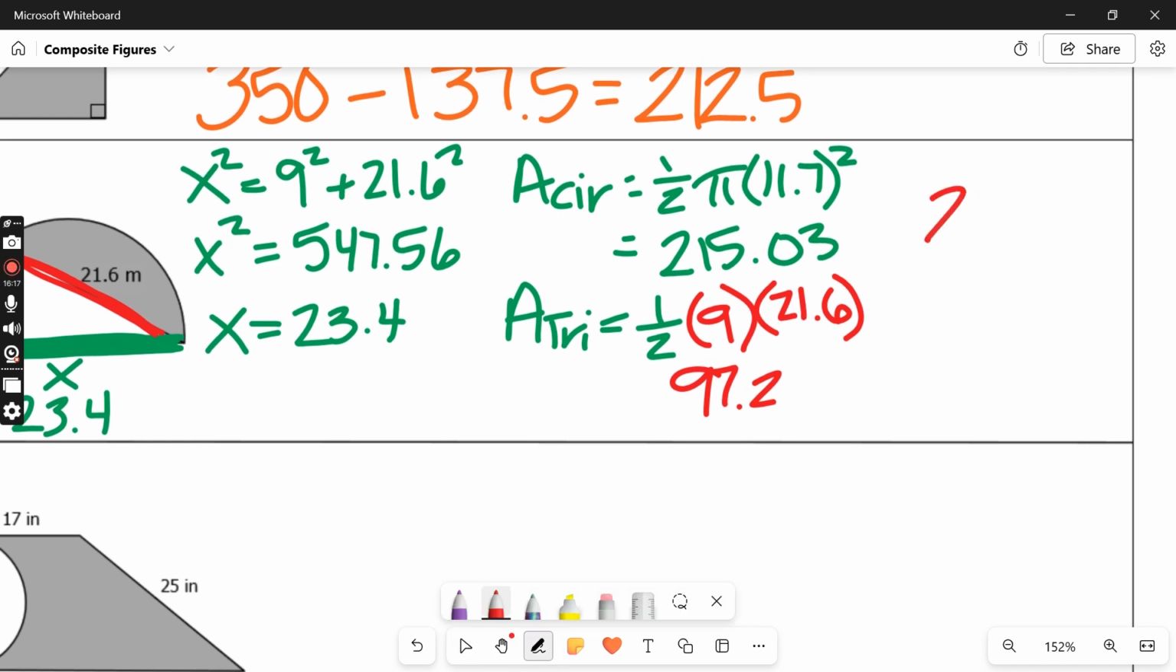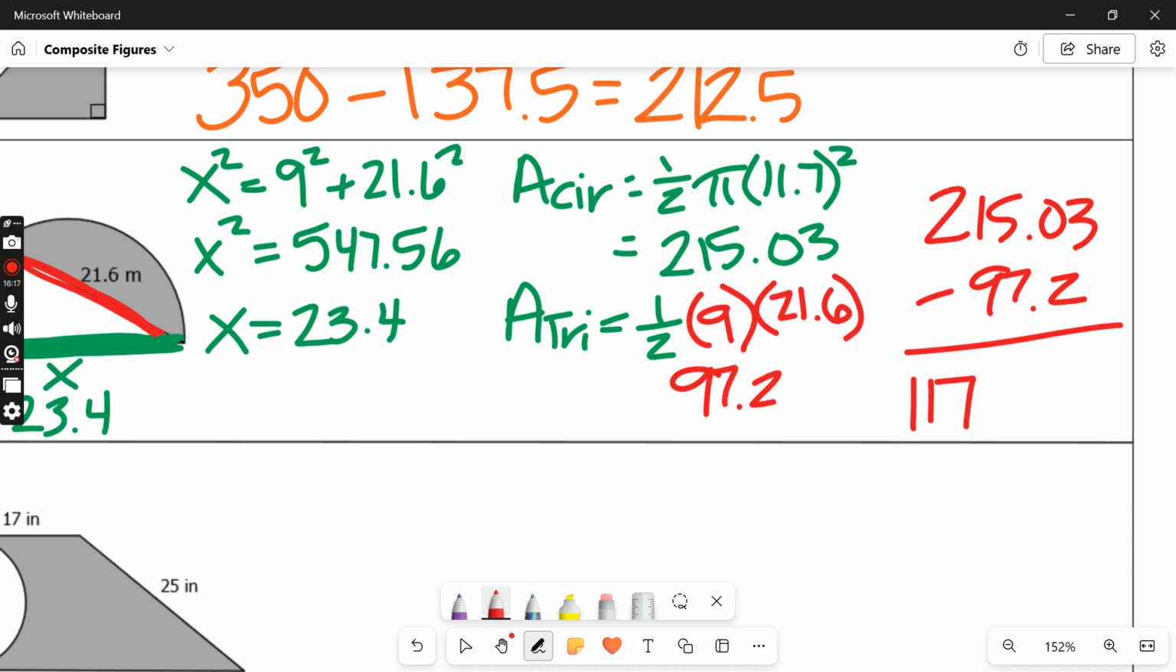Okay, so I'm going to do 215.03 minus 97.2. And when I subtract those, I'm going to get 117.83.